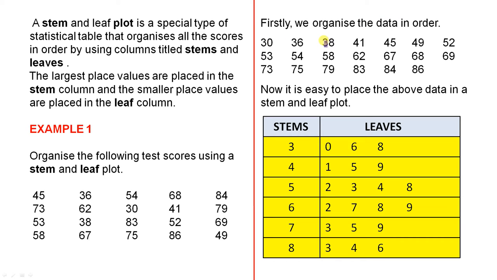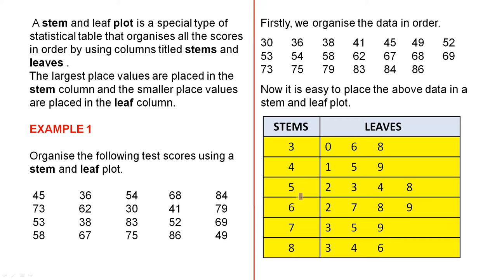So the tens column, which is here, the largest place value, 3, 3 and 3 are in the tens column, so we put the 3 there. Then we look at the next and we see 3 numbers in their 40s, so we put the 4 there. There are 4 numbers in their 50s, so we put the 5 there. So these are the tens column.